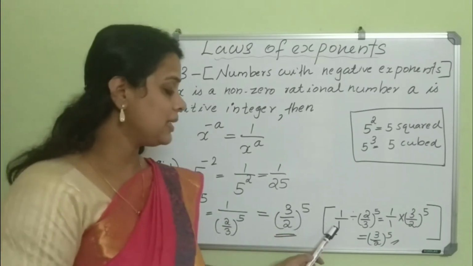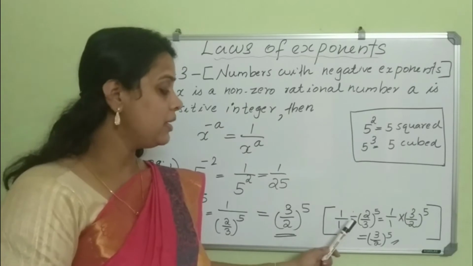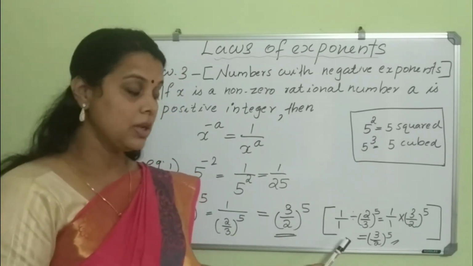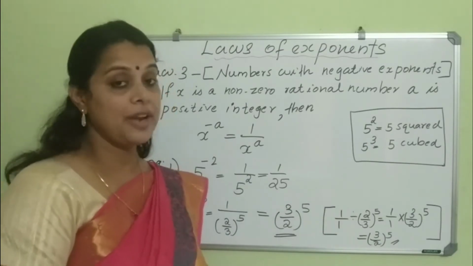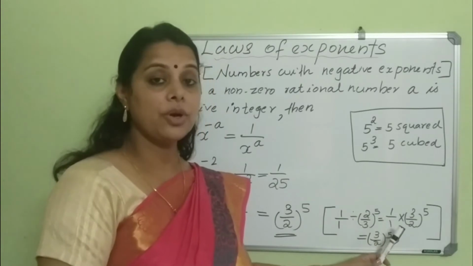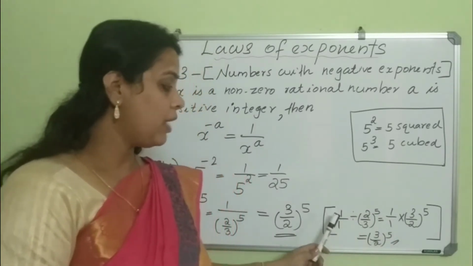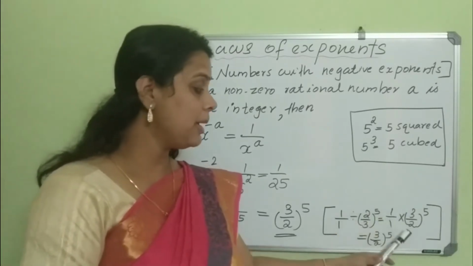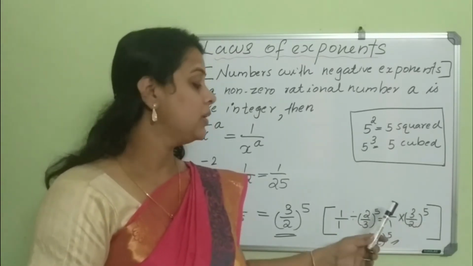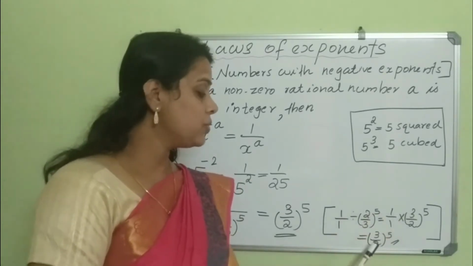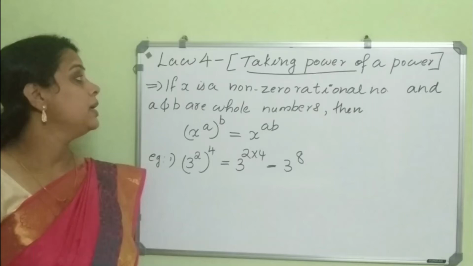So 1 also we can write 1 by 1 divided by the fraction 2 by 3 raised to the power 5. So how to do the division of a fraction? First fraction into reciprocal of the second fraction. 1 by 1 into reciprocal of 2 by 3, 3 by 2 raised to the power 5. 1 by 1 means 1. So 3 by 2 raised to the power 5.